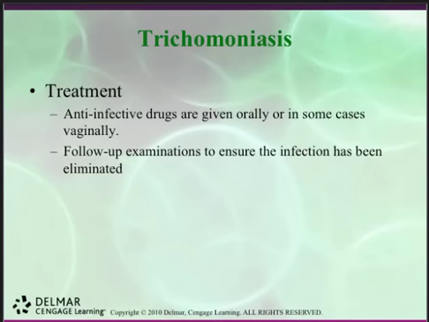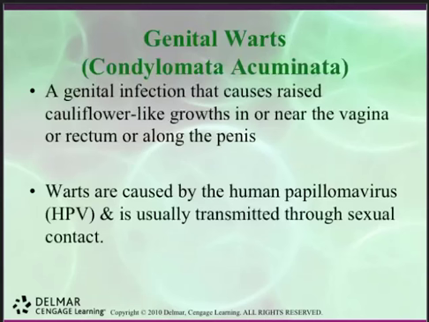Treatment includes anti-infective drugs that are given orally or in some cases vaginally, and a follow-up exam to ensure that the infection has been eliminated. The prognosis is good if both partners receive the prescribed treatment. If only one partner receives the treatment, the reinfection is likely to reoccur.